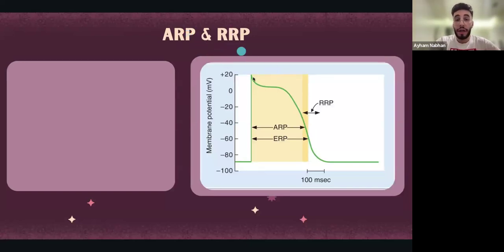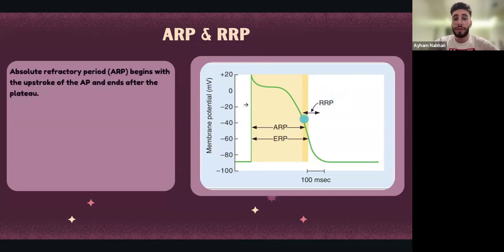Now let's go to the last idea of our lecture. It's actually an easy idea. Also, you don't need to know it in details, but you need to know this graph, okay? So as you can see here, this is the ventricular action potential. We have 3 periods: an absolute refractory period, an effective refractory period, and a relative refractory period. Let's start with the absolute refractory period, which begins with the upstroke of the action potential over here, and it ends after the plateau. So it is going to start from here till here.